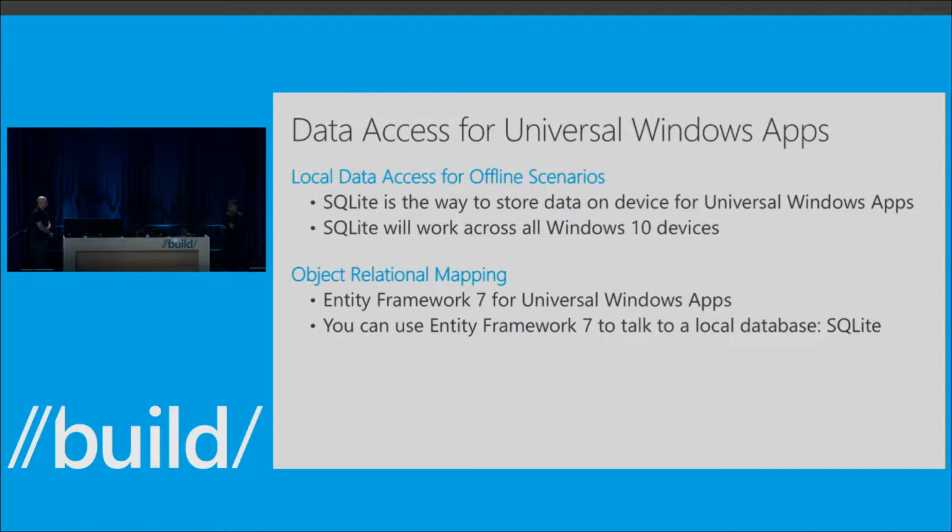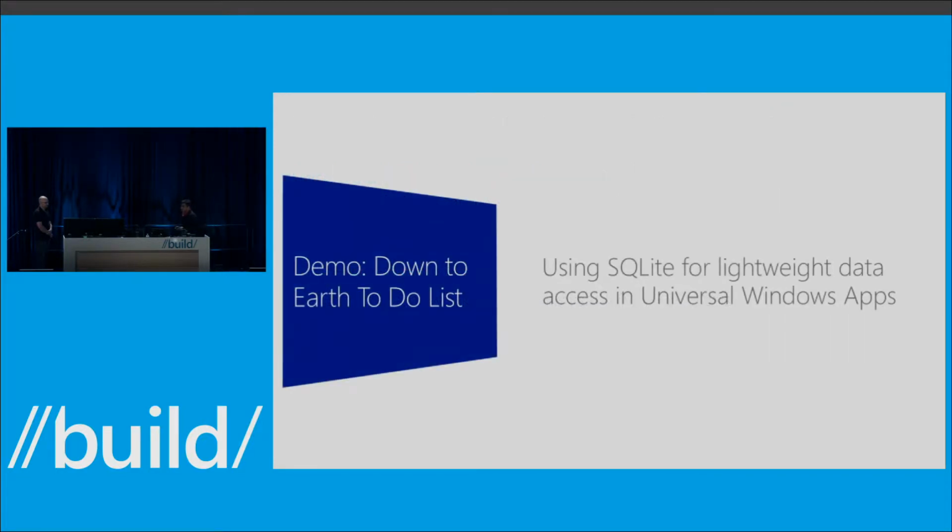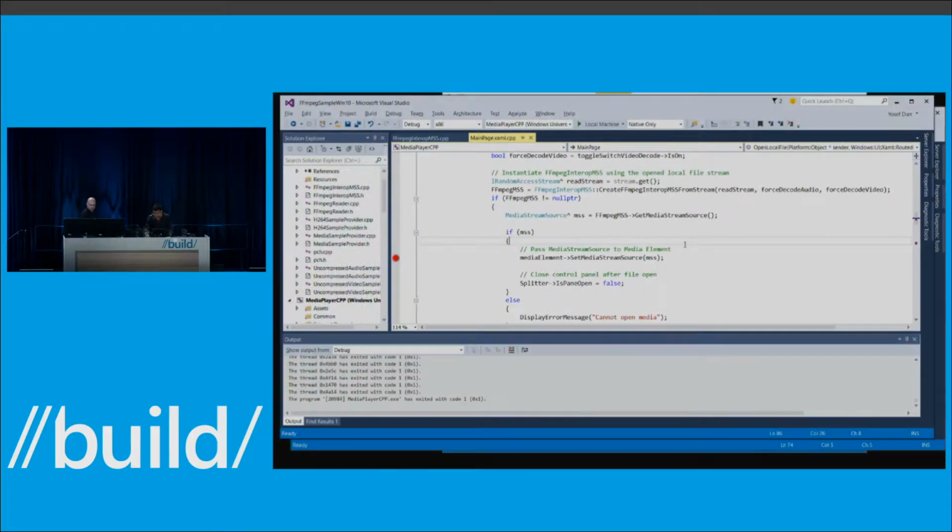For those of you who are coming from the enterprise, from the .NET world, you might have used Entity Framework. So Entity Framework 7 is now going to work with Universal Windows applications, and you'll be able to use it with the local database for local storage, which is going to be SQLite. So let's get into our first demo, which is a lightweight to-do list app, which is tightly coupled with SQLite. It's a XAML C++ application.